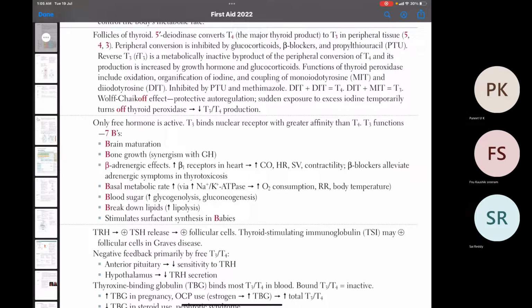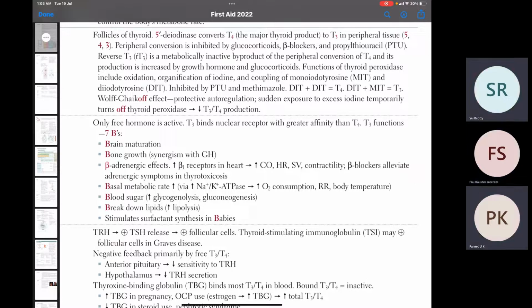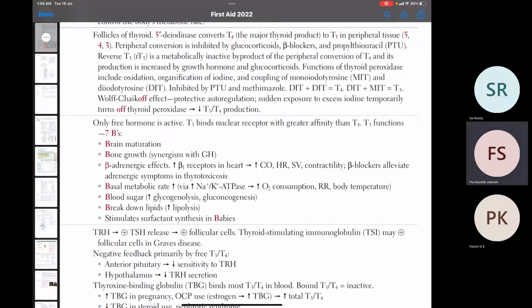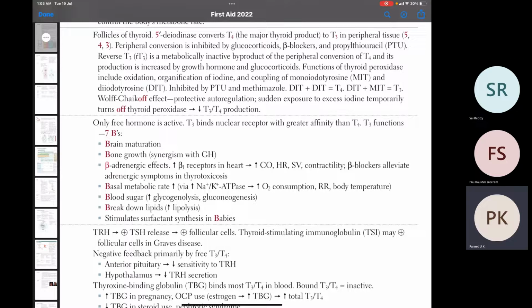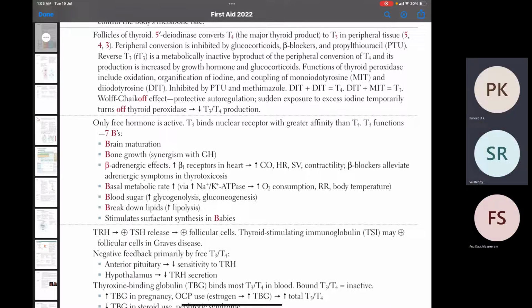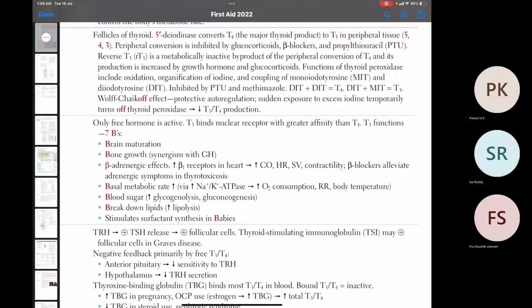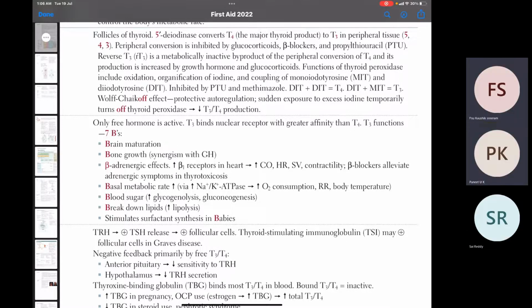Is there any condition where there is a decrease in thyroid deiodinase? What is that? Deiodinase. We didn't even read it 5 minutes back, it doesn't remember the enzyme name. I don't think there's a disease. I've not heard of one at least.